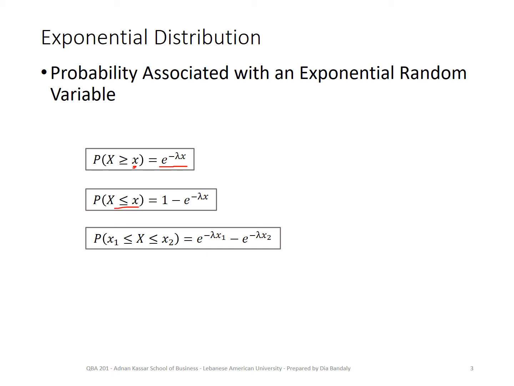And P of x less than or equal to x, as expected, is the complement of the first one. On top it was greater, so this is 1 minus e to the minus lambda x. And also, if we are interested in the probability that x is between two specific values, x1 and x2, this is how you get it. It's e to the minus lambda x1, where x1 is the smaller of the two, minus e to the minus lambda x2. Keep these handy for yourself. Whenever you have a problem about exponential distribution, you can use these to answer the probability questions.